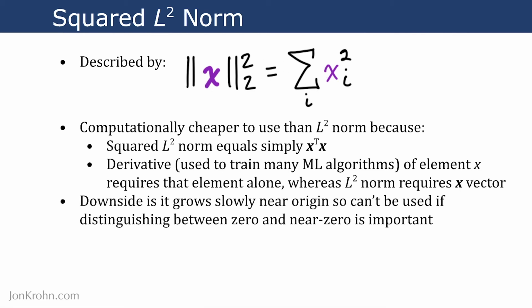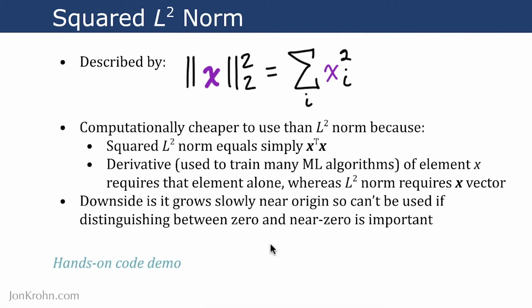The downside of the squared L2 norm is that it grows slowly near the origin. So it can't be used if you're distinguishing between 0 and near 0, if that's really important to you. Whereas the L1 norm excels at distinguishing between 0 and non-zero, the squared L2 norm is the opposite.